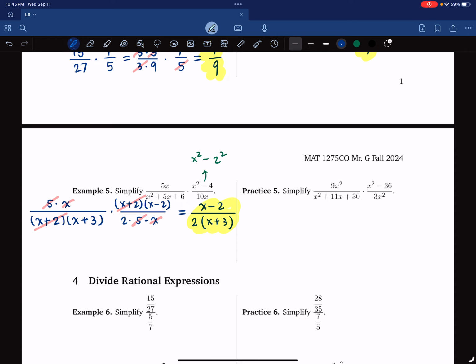Okay, hopefully you finished this. The answer to this is 3 times x minus 6 divided by x plus 5. You can also distribute that 3 on the top. That will also be correct.